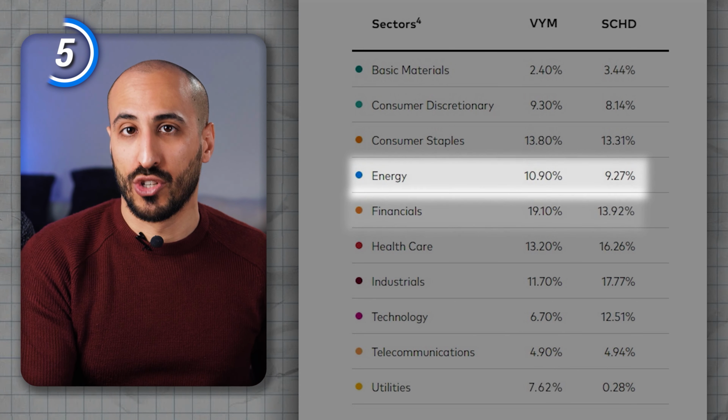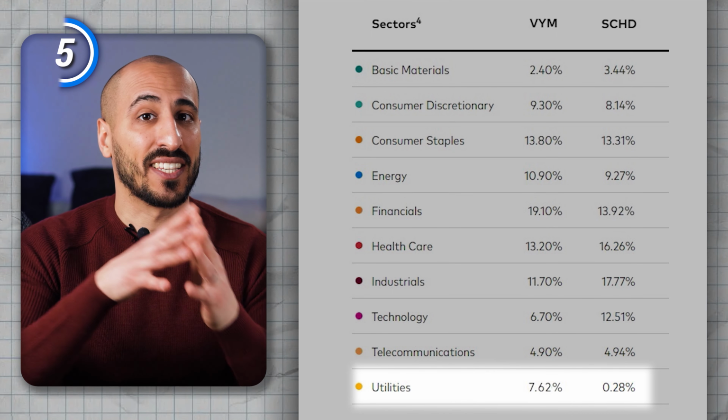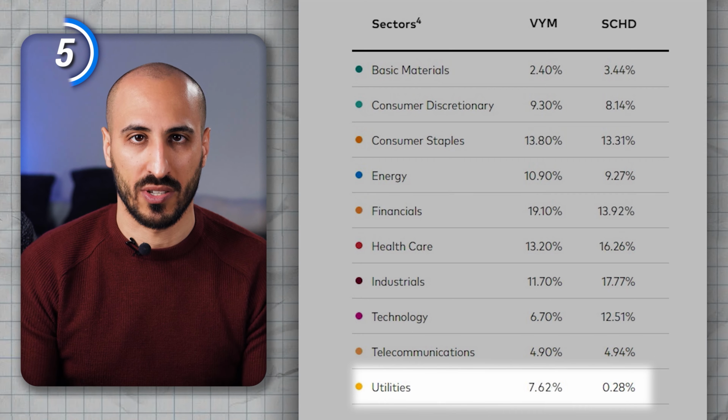VYM has more exposure to energy than SCHD, as well as utilities, which for VYM takes 7.62%, while for SCHD only 0.28%. Both of these sectors are quite asset intensive, meaning they require a lot of capital in order to operate. This should bring VYM to have a slightly better performance than SCHD in an inflationary environment like the one that we've had in the past few years. But we'll see later how the performance went.